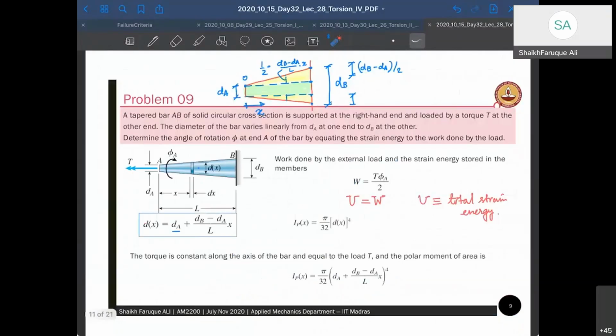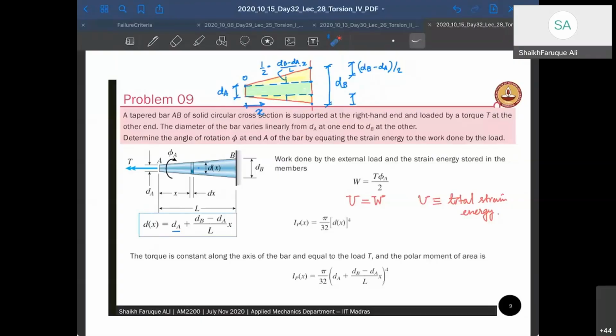Another problem here: this is a tapered kind of rod. So the cross-section is changing, and it has a diameter dB at the fixed end and diameter dA at the free end. And there is a torque applied on the free end. We have to find its strain energy. Simple again, right? It's not difficult. You can do it in 2 ways. One is you can find the strain energy of this solid portion, which is uniform, and then you can find the strain energy due to these inclined portions. That's up to you how to do that.